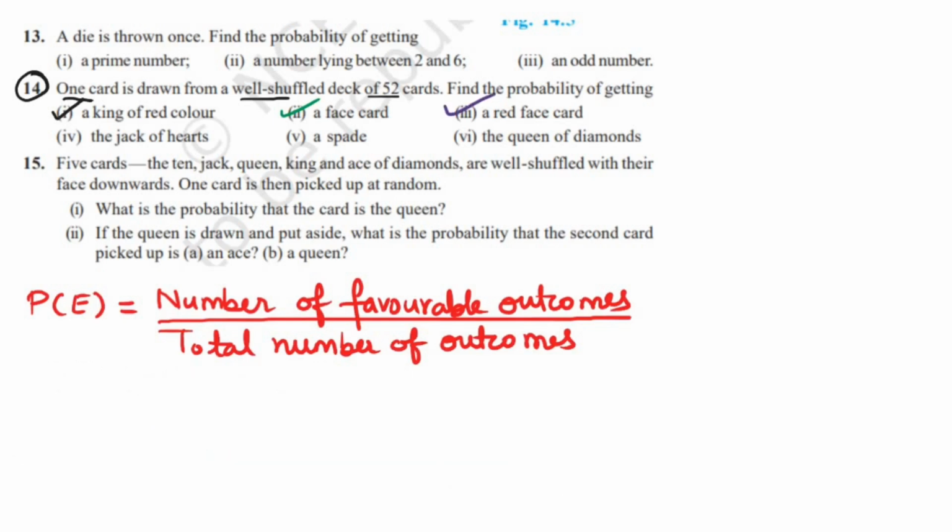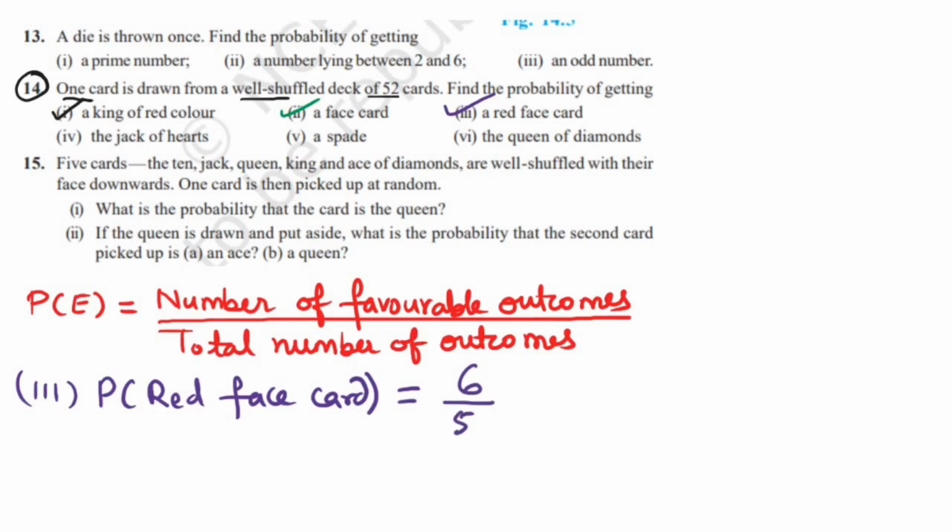Now the third bit, what is the probability that it is a red face card? There are 2 sets of cards which are red in color, and in each set there are 3 face cards, that means 3 diamonds and 3 hearts. So overall 6 face cards out of the 52 cards, which is 3 upon 26.